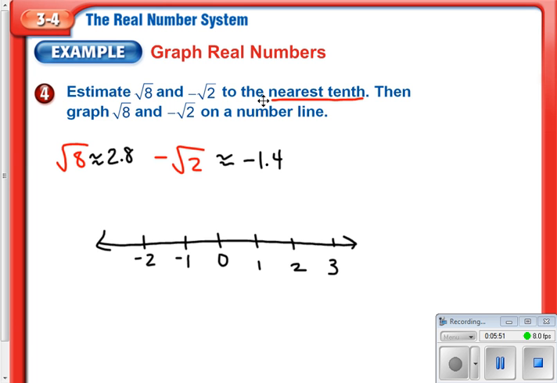When we graph the square root of 8, we see that the square root of 8 is 2.8. So 2.8 would be approximately right in there. And then I'm going to go ahead and put square root 8. And then we need to graph negative 1.4. Negative 1.4, well, here's the halfway point, slightly below that, so we'd say negative 1.4 is about right there, so that's where I put my negative square root 2.